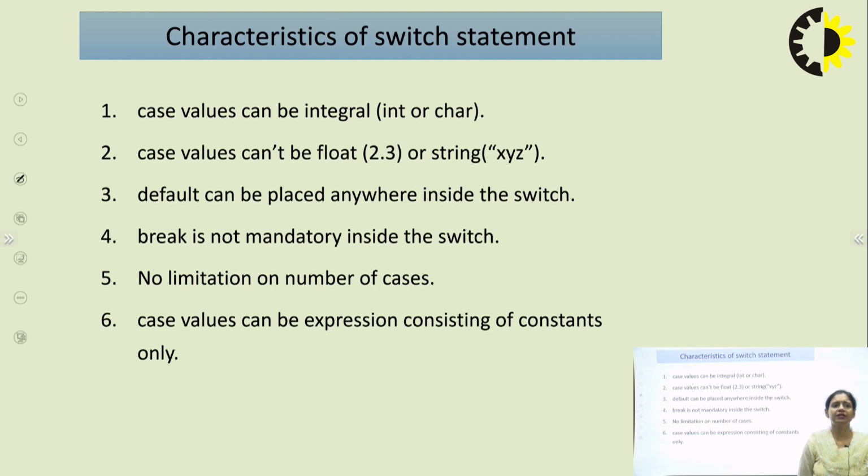Case values can be expressions which consist of different constants, like these are the constants with different operators. Like we can have 2 plus 3. So 2 plus 3 will give the result as 5 and then the switch will be executed on the value 5.